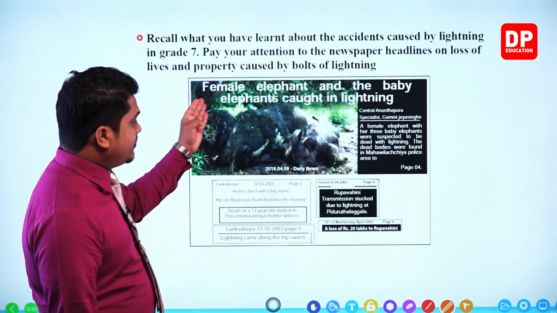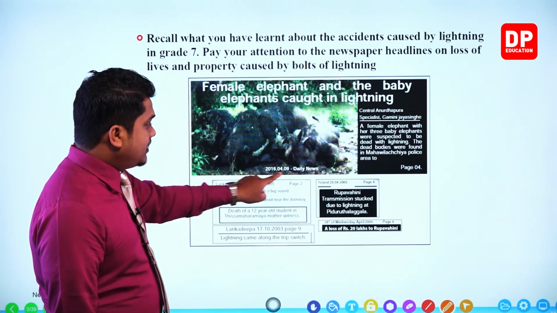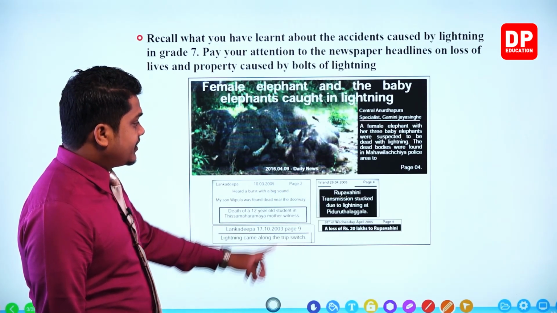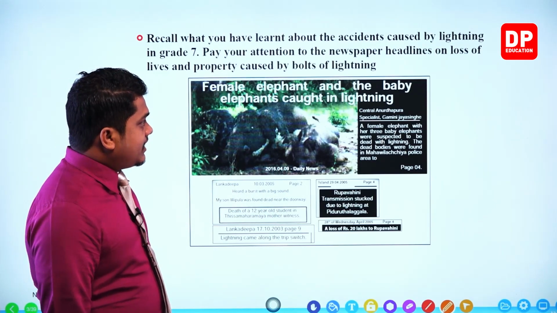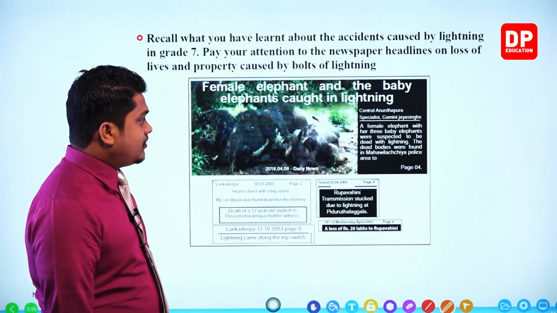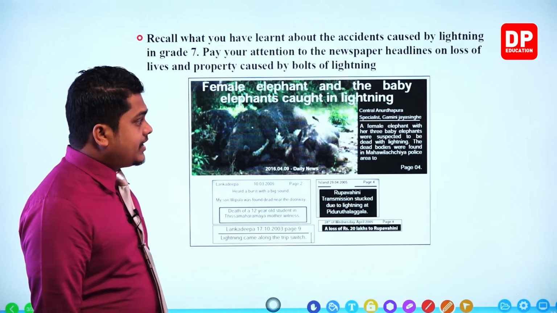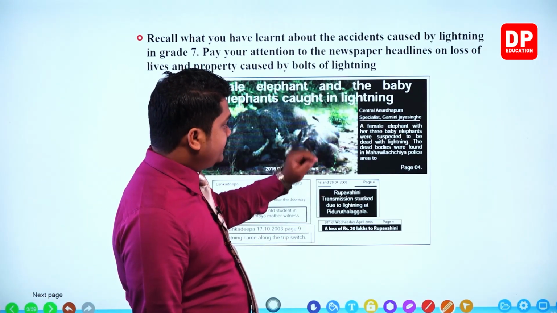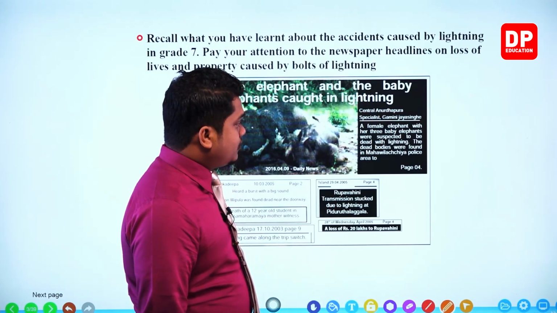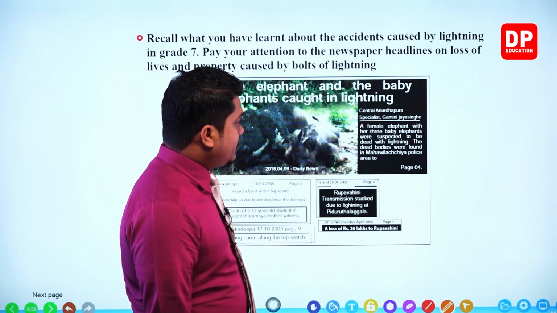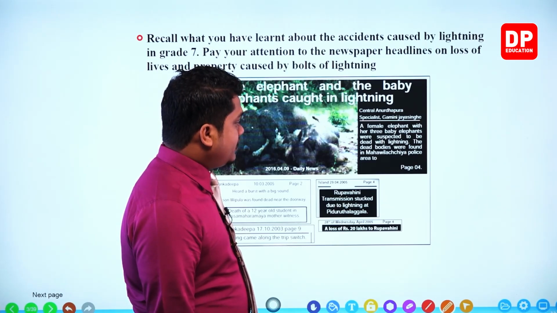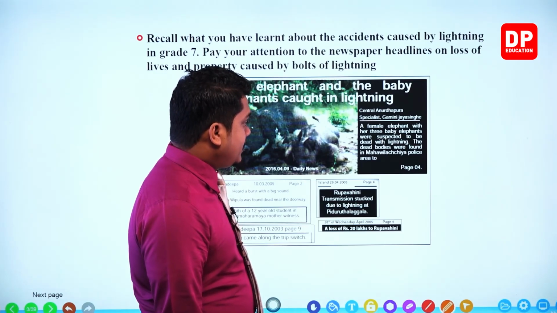So first of all, there is a larger one here, see, the date is given as 2016 April 9th. Daily News: Female elephant and baby elephants caught in lightning. As you can see in the diagram, my dear children, all of these animals are dead now because of the lightning. Let's see what is given here. Central Anuradhapura specialist Gamini Jayasinghe was the person who wrote this. A female elephant with her 3 baby elephants were suspected to be dead from lightning. The dead bodies were found in the Mahalachya police area.